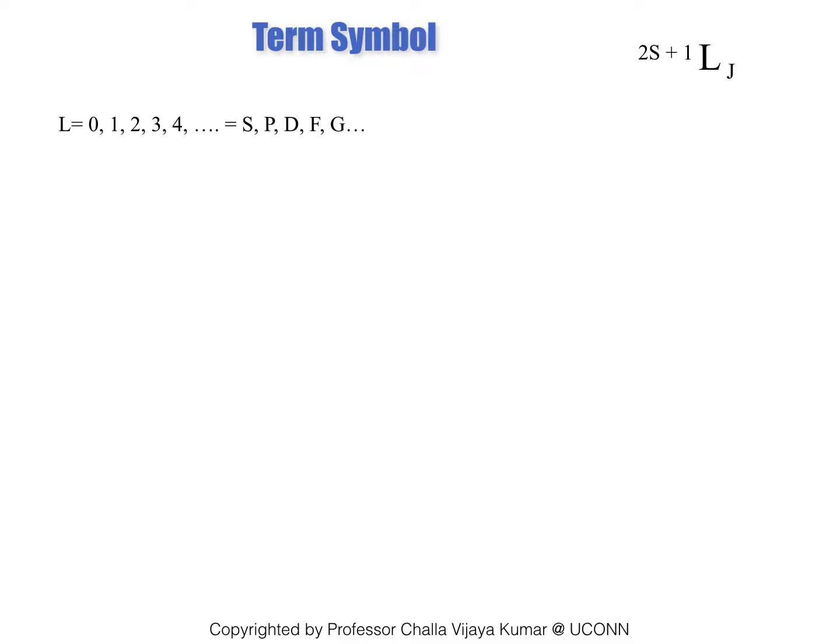For example, L equals 0, 1, 2, 3, 4. These are designated S, P, D, F, G. So the capital L corresponds to the letter S, P, D, F, G, depending on the value of capital L.